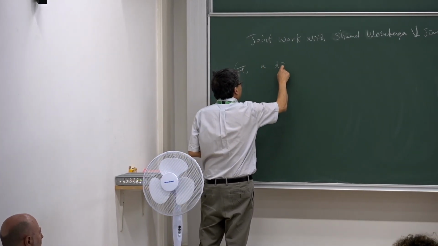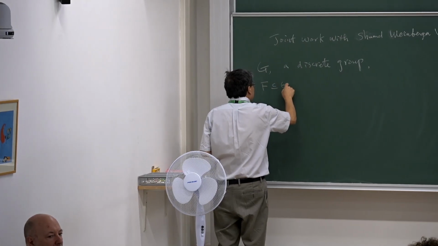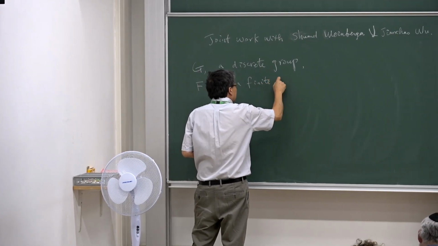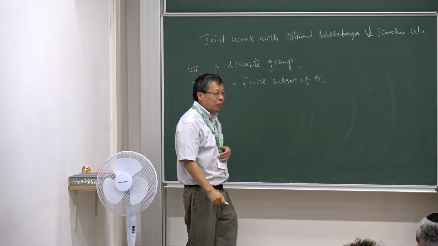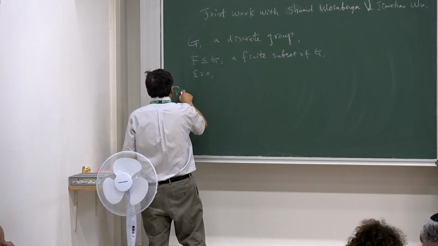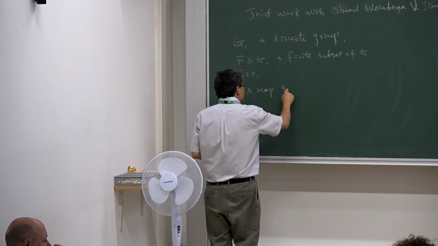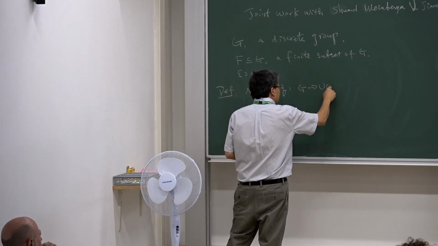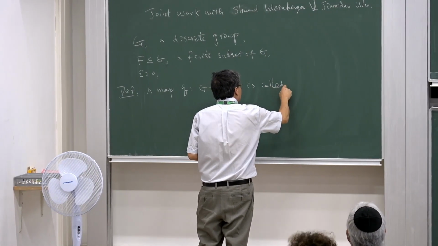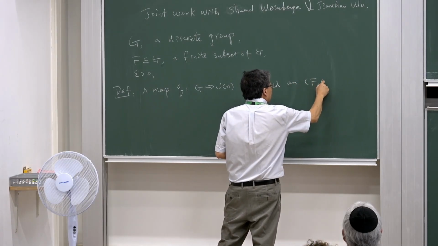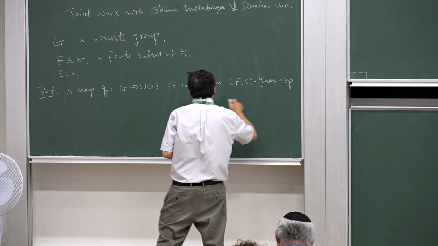G is, let's say, just a discrete group. So if I have a finite subset F of G, and given a small positive epsilon, a quasi-representation is just a map from this group to the finite dimensional unitary group. It's called quasi-representation.